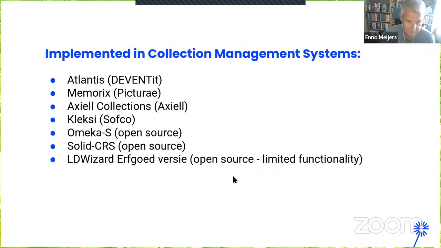Currently, this network of terms API is in production and has been implemented by a number of commercial vendors of collection registration systems, and also in a number of open source tools that are developed in order to maintain digital heritage information.